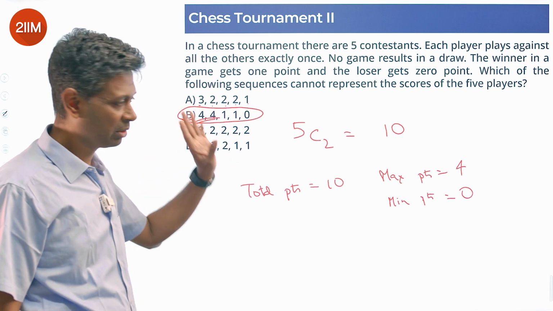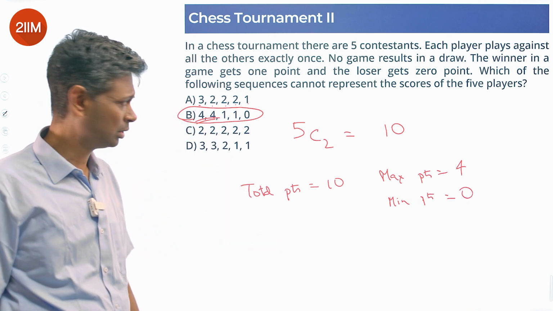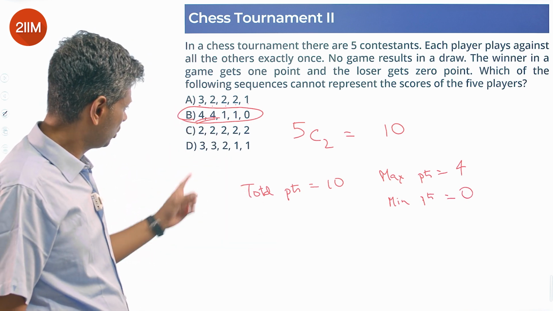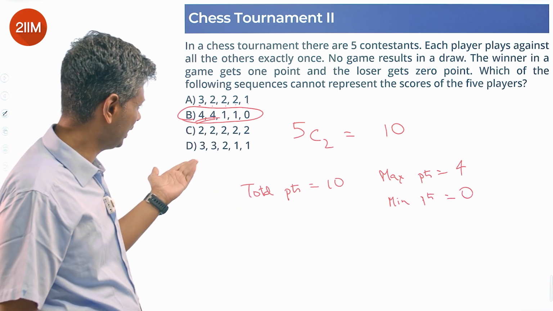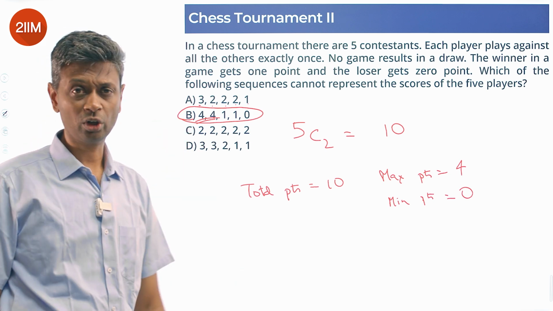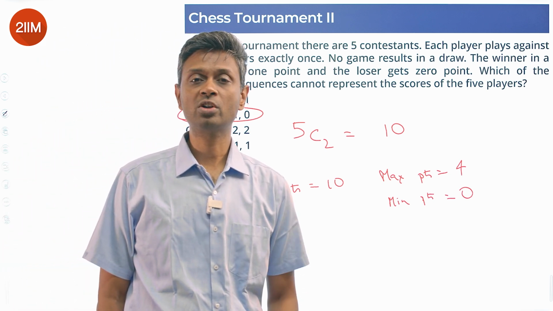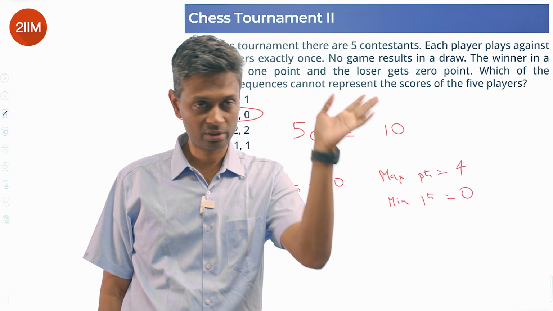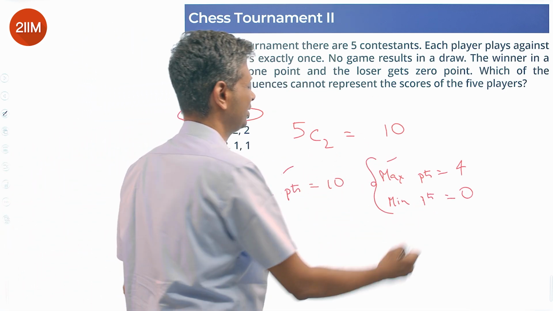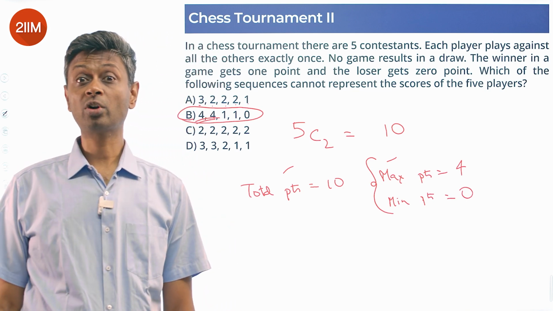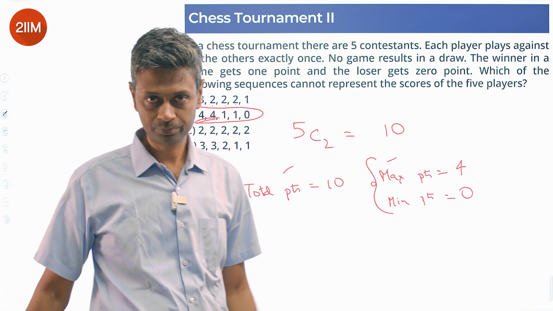2, 2, 2, 2, 2, very much possible. All equal, very much possible. 3, 3, 2, 1, 1, and 6, 8, 9, 10 are possible. Maximum is 4, that's not violated. All of these are feasible, this one is not. 2 people could not have won all their round robin matches. Choice 2. None of these conditions really played out, but the logic that 2 people could not have won all their matches plays out.